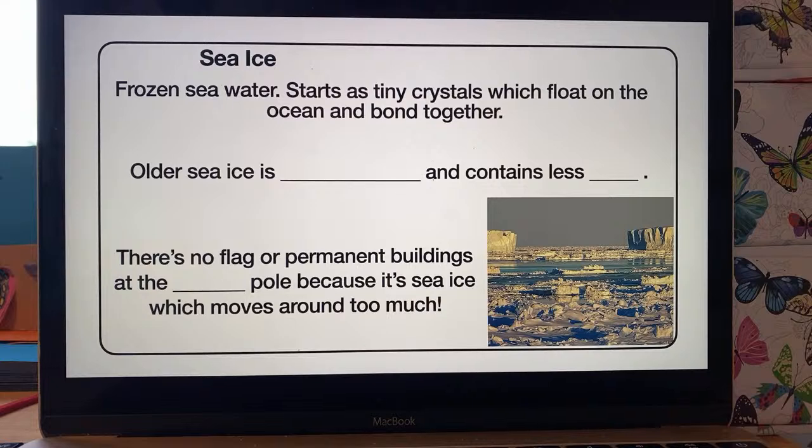So people on Facebook yesterday were saying older sea ice is water. That's not really what I was going for. But it's not wrong, is it?